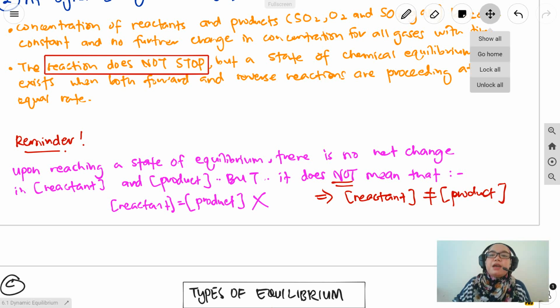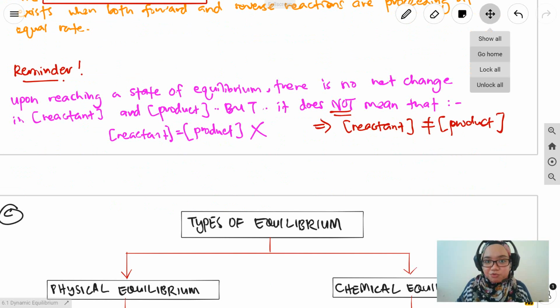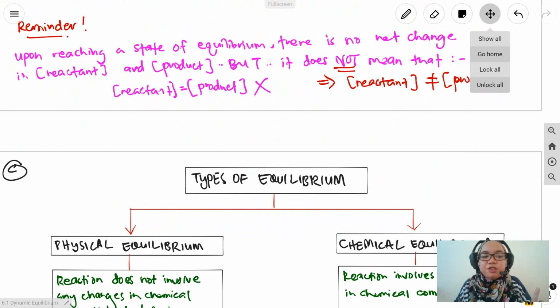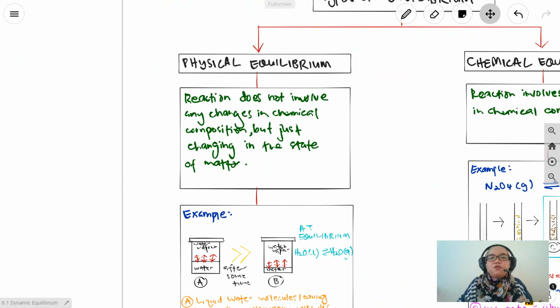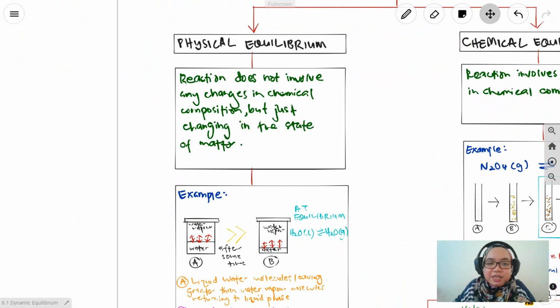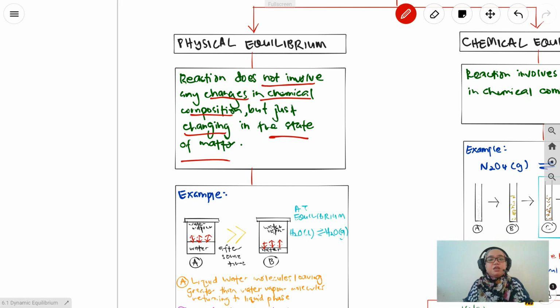Alright, so next, we are going to look at the types of equilibrium. So there are two types of equilibrium. The first one is physical equilibrium and the second one is chemical equilibrium. So what is physical equilibrium? Physical equilibrium is the reaction that does not involve any changes in chemical composition, but just changing in the state of matter. So chemical composition ni macam mana? Concentration, dia punya color and everything. So physical equilibrium, dia tak change in chemical composition. It just changing in the state of matter.